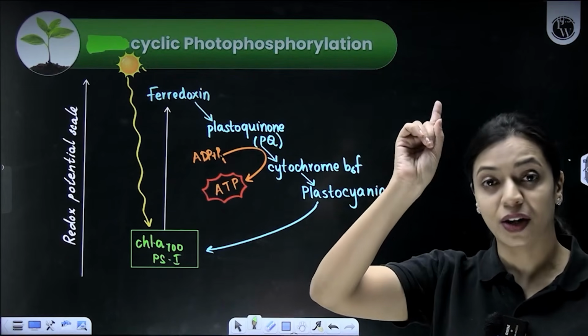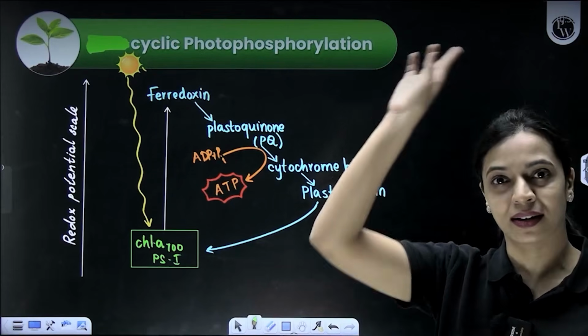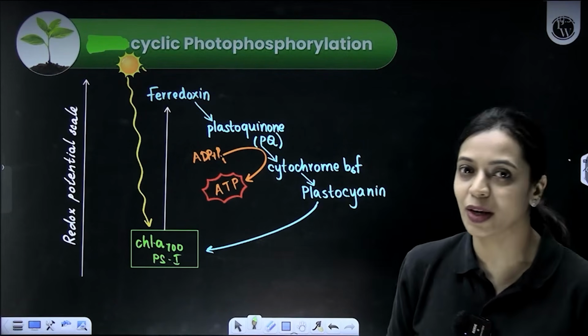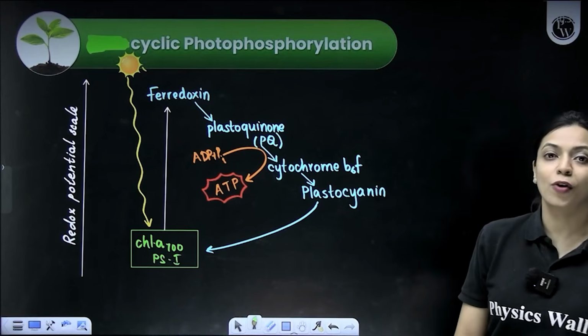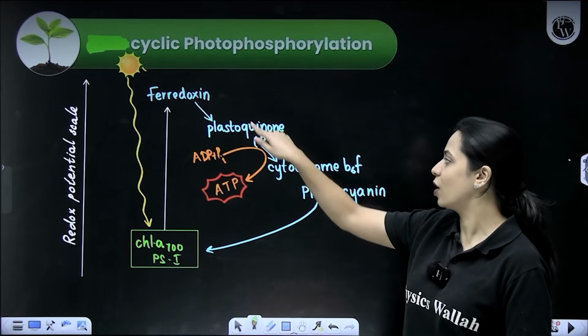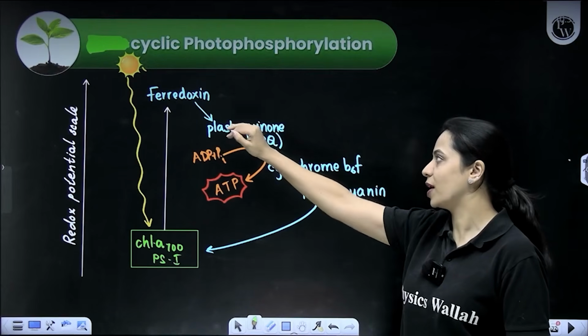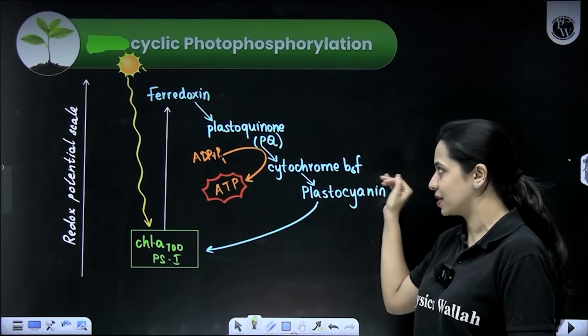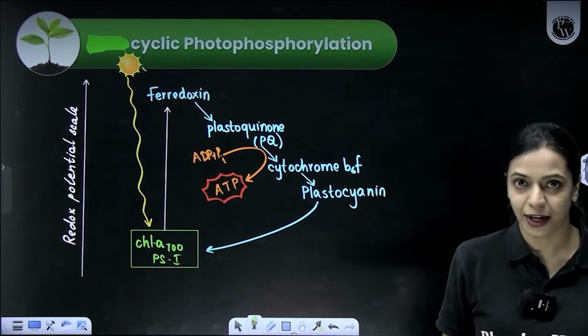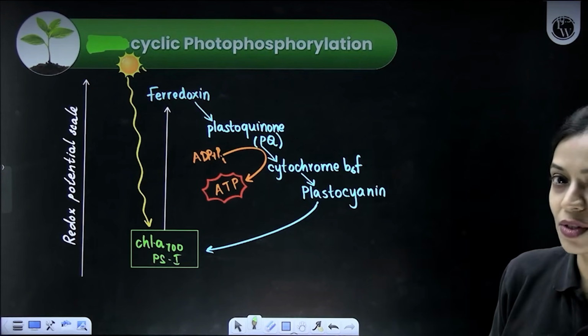Okay, so the electron that was lost by PS1 returns to PS1. So it's cycling back to PS1. That's why we call it cyclic photophosphorylation. Over here, similar to how previously we saw when electron is being transported from plastoquinone to cytochrome B6F complex, ATP synthesis happened, I told you. So ATP synthesis happens even over here.